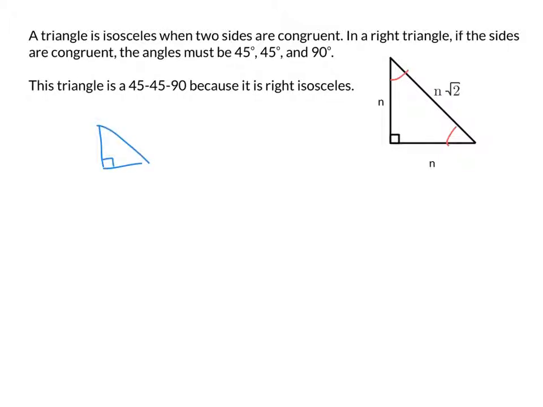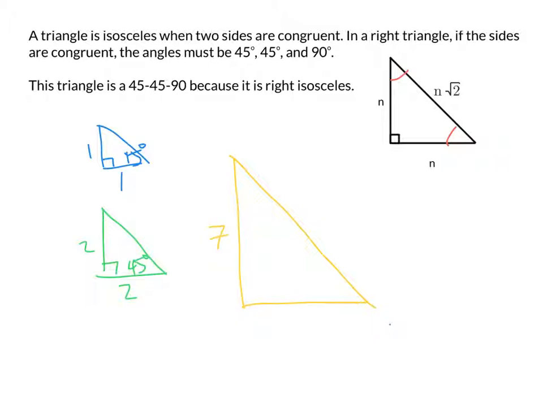So if I have a 45, 45, 90 right triangle, where each side is 1, or if I go bigger and I have a triangle where the sides are both 2 and it's a 45, 45, 90, or if I go even bigger still, and let's make this 7, we'll say, and these are both 45, again 45, 45, 90 angles. So it doesn't matter how I draw it.